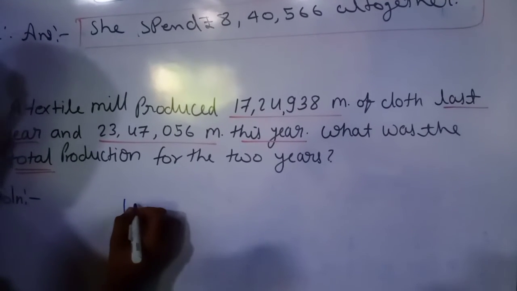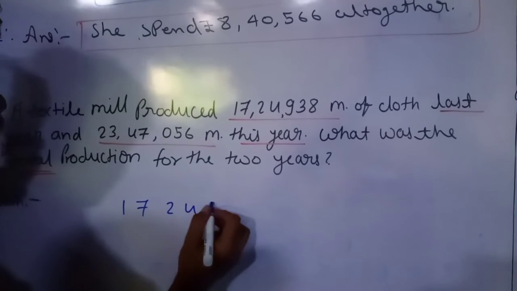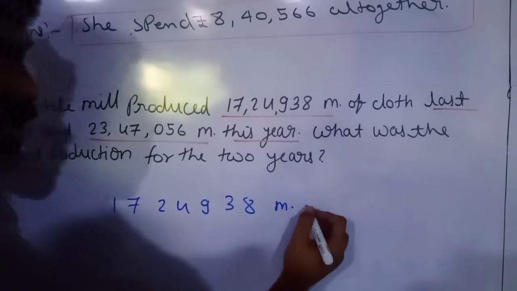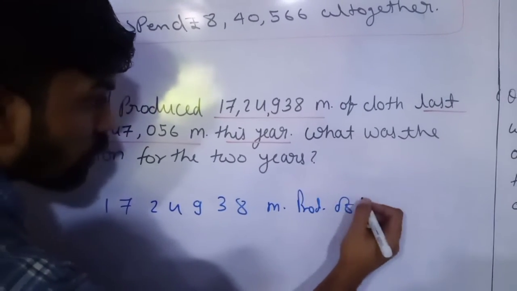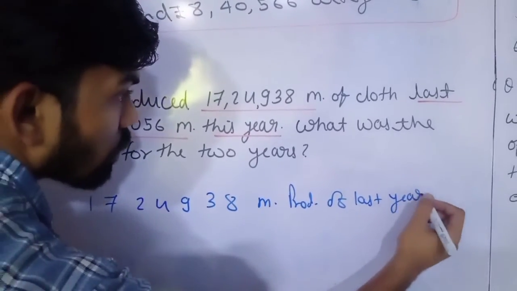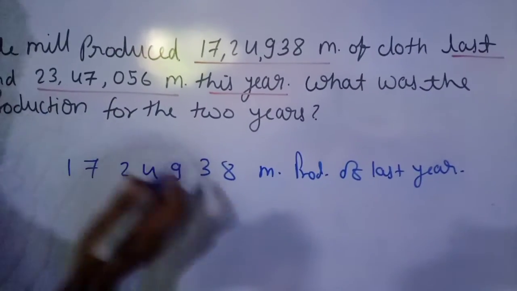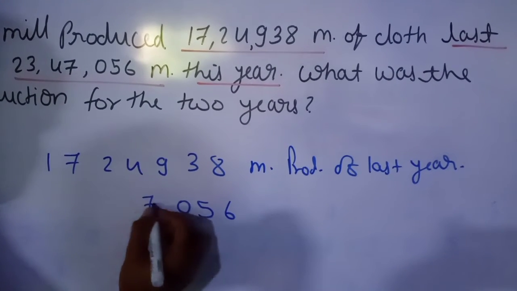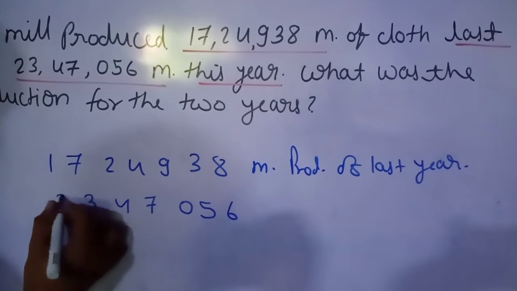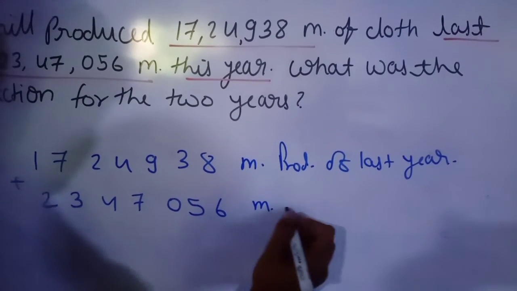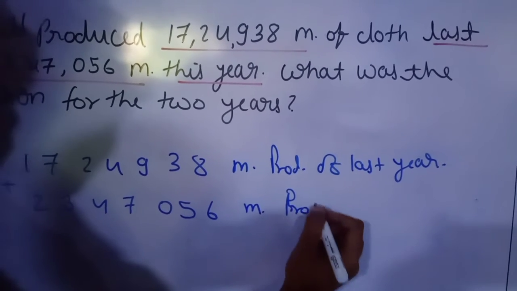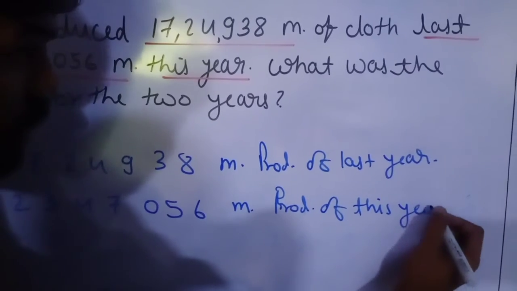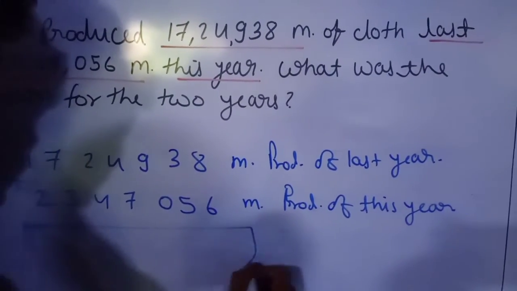The first number is 17,24,938 meters. That is the production of last year. The second we have here is 23,47,056 meters, the production of this year. Now do the addition.